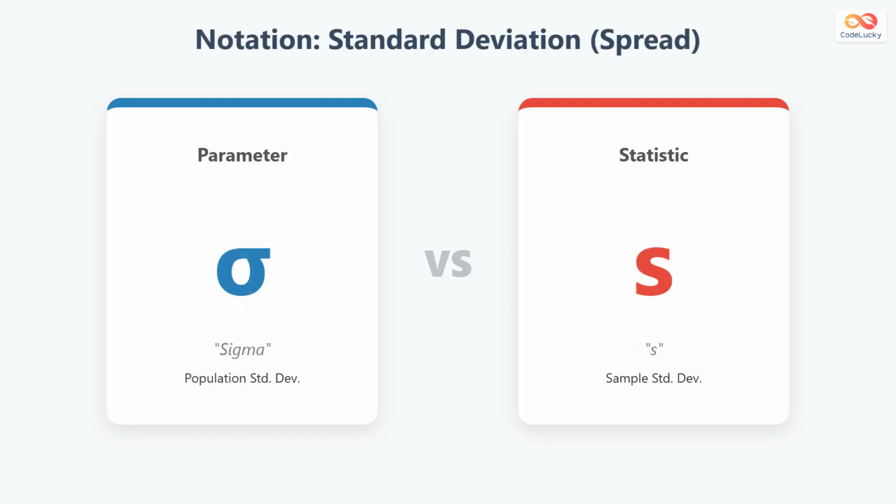Next is standard deviation, which measures how spread out the data is. For the population's standard deviation, we use the lowercase Greek letter sigma. It looks like a circle with a tail at the top. For the sample standard deviation, we simply use the lowercase letter s.